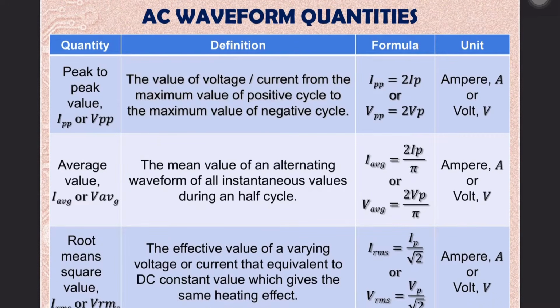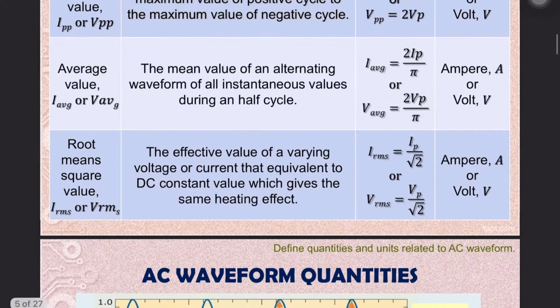So amplitude here is, if it's a current waveform, I peak. If it's a voltage waveform, it is 2 times the amplitude, 2 times the voltage peak. Okay, next would be average value. This one you have to memorize: the mean value of an alternating waveform of all instantaneous values during a half cycle. So if you're asked to find average value, I average is 2 IP over pi.